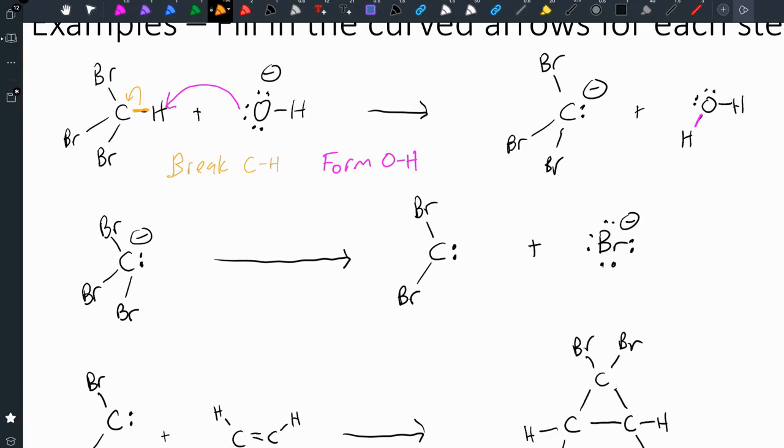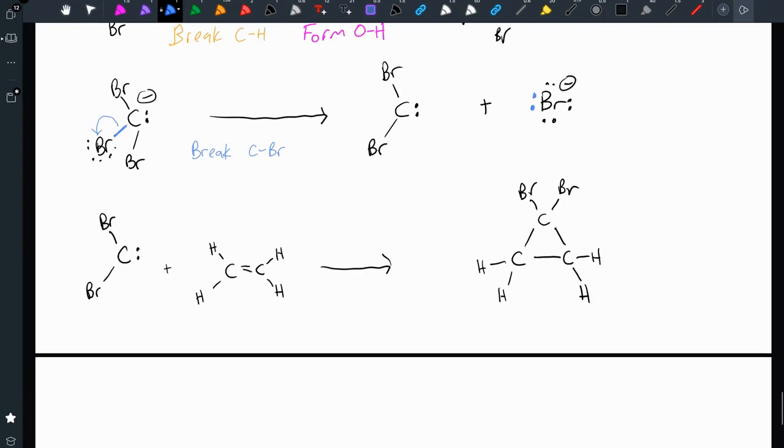In the second step, all I see is that I am breaking a CBr bond. I'm not forming any new bonds. I'm just breaking that bond. So that's pretty simple. I'm going to take it and I'm going to turn it into a lone pair. Notice bromine started with 3 lone pairs. It ended with 4. So one of those came from that bond. So in step 2, I just broke a CBr bond.